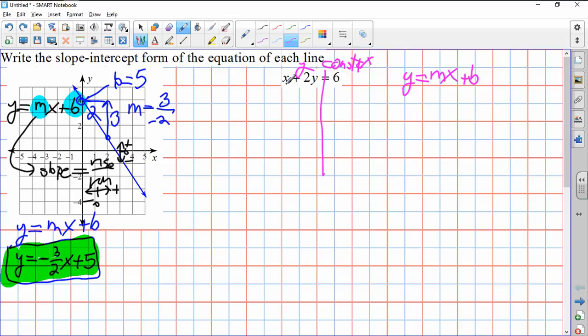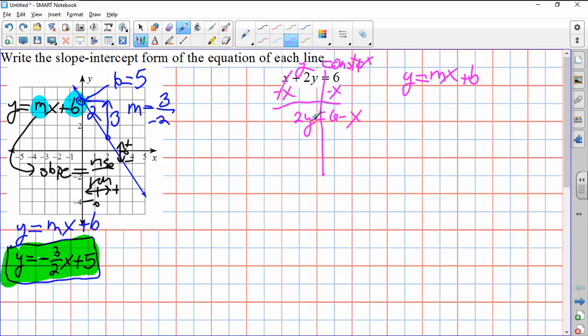So he doesn't have a y, so get rid of it. The way you get rid of it is negative x. What you do to one side, you do to the other. Negative x plus x, so these will cancel. So you have 2y is equal to 6 minus x.